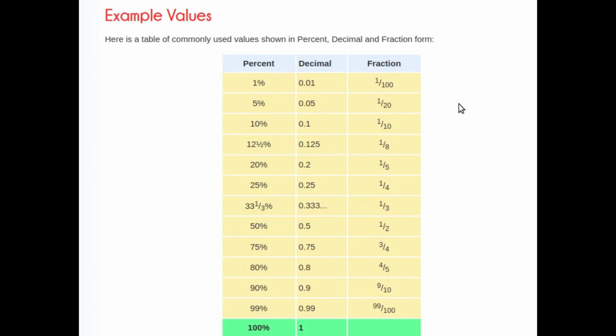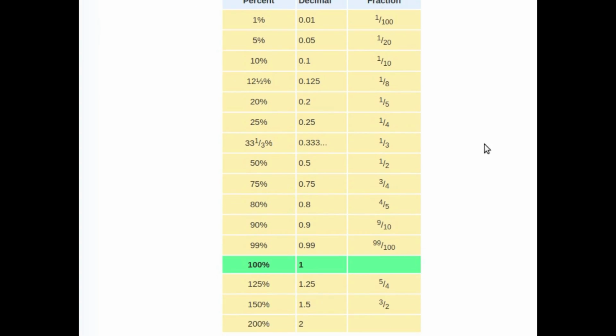So here you can see, 1% is nothing but 0.01. As a fraction we have 1 by 100. We know how to express this 1%: it can be written as 1 by 100, that is the fraction, and as a decimal, 0.01. Similarly we have a few more numbers here. Just go through these, and if you want you can note it down.